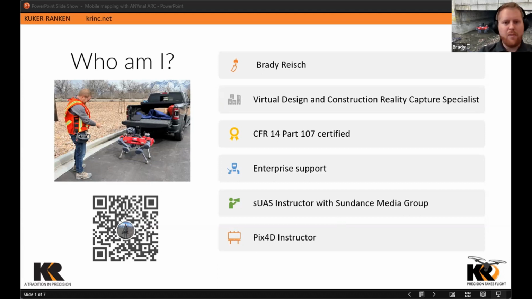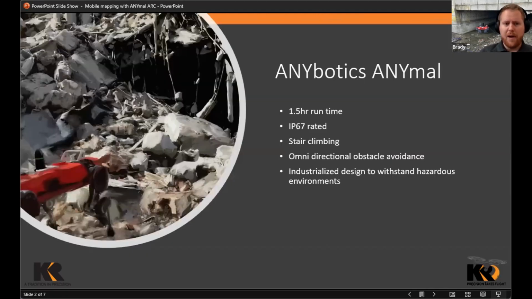So today specifically, we want to talk about the ANYmal itself. The ANYmal is a quadrupedal robot. One of the most common questions is, how long does it run? Well, it's about an hour and a half. It takes about the same time to charge. This is an industrial robot, so it is IP67 rated, which means that we can actually walk this underwater, fully submerged, for about 90 minutes down to about 3 meters or so. And this is for the ANYmal itself. This does not include the ARC scanner that we have included on the ANYmal right now. We'll talk about that rating here in just a moment.